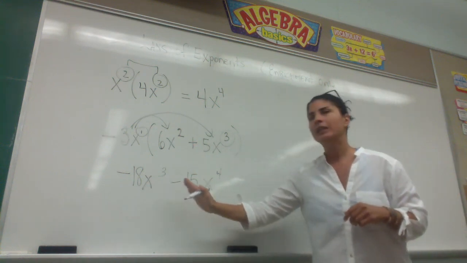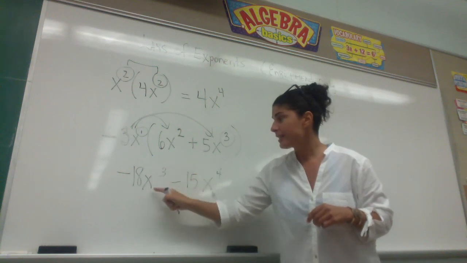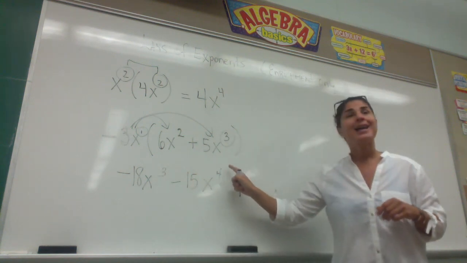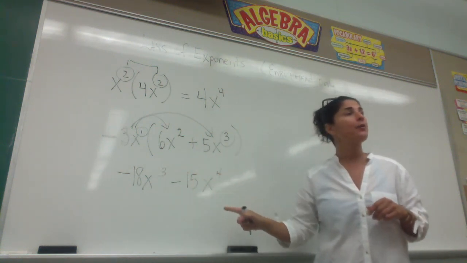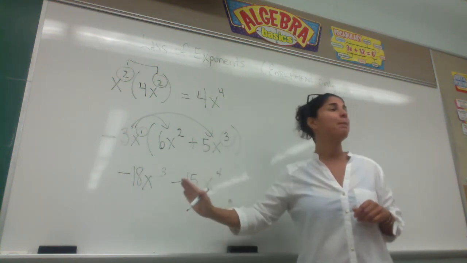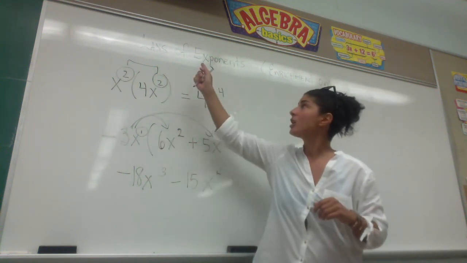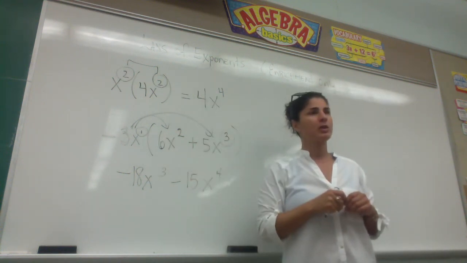Are these like terms? No, because this is to the power of 3 and this is to the power of 4. And so they are different terms. It's a binomial, which I distributed by using the laws of exponent when multiplying exponents.